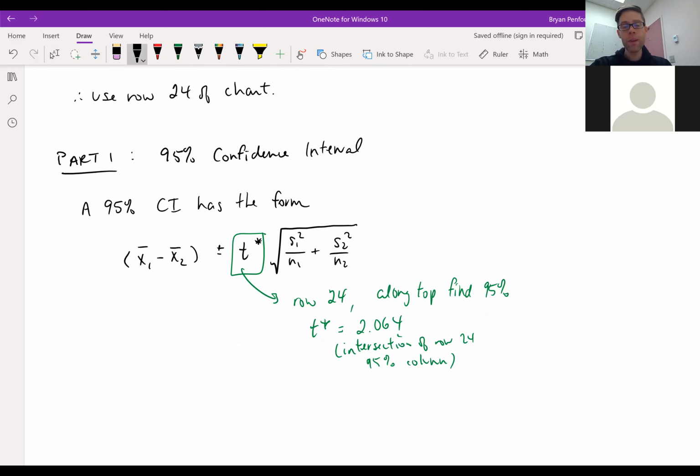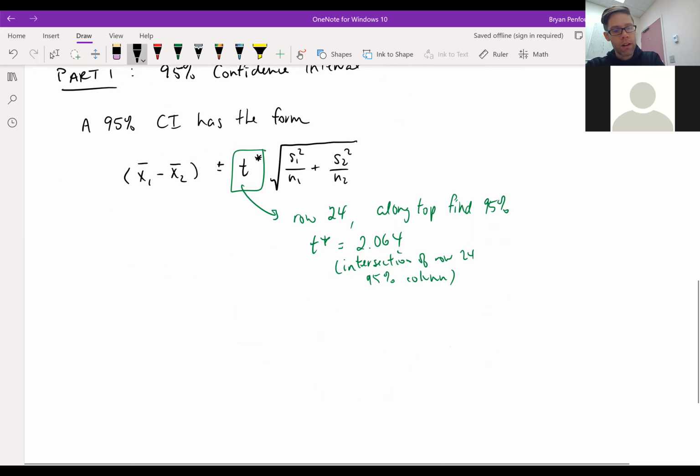Now that we have that value, we can input all the rest of the values and try to actually get this confidence interval. So I'm just going to scroll back in my actual packet here just to get those numbers. So we had x1. I kind of want to take x2 minus x1, not that it really matters. Let's just take x1 minus x2. I kind of wanted to take the bigger number minus the smaller number, but in the long run it doesn't really matter. There's going to be symmetry in the interval anyway.